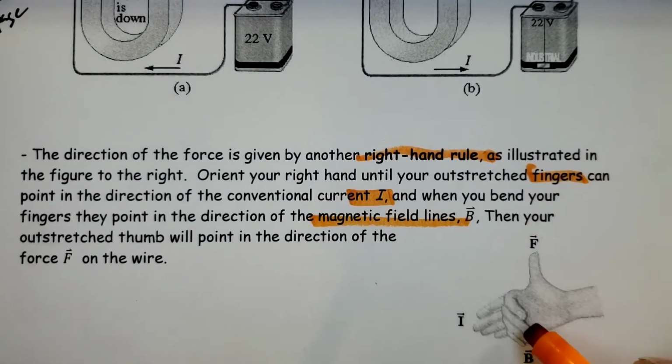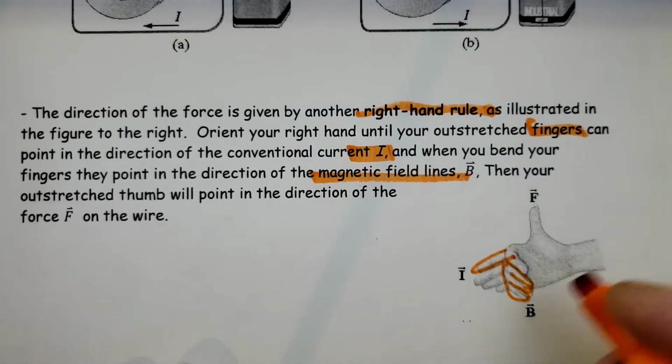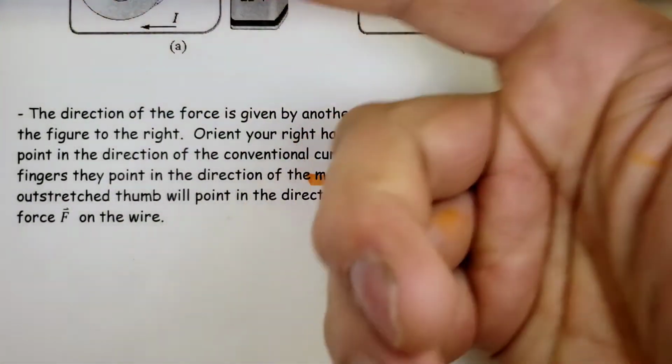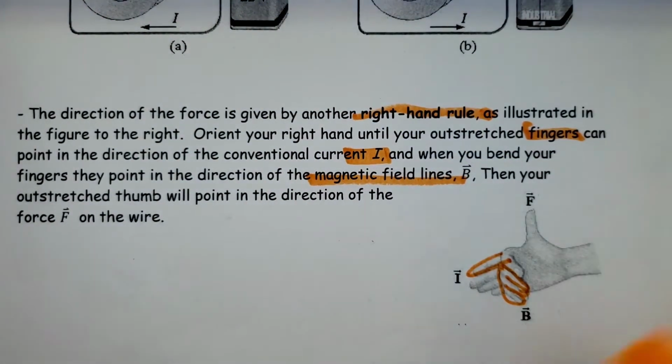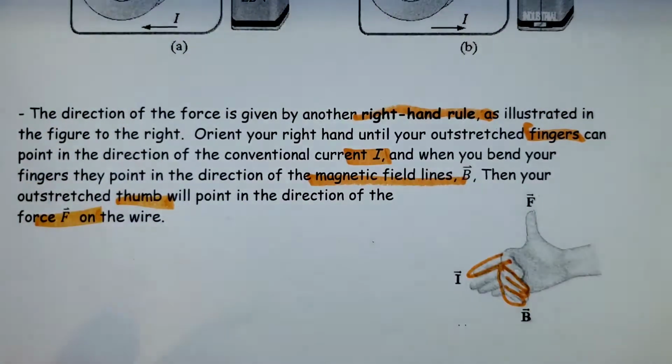So what I often like to do is to leave my index finger pointing this way and then make your other three fingers point inwards like that. So it kind of looks like a gun shape like this. And then the thumb will point in the direction of the force.